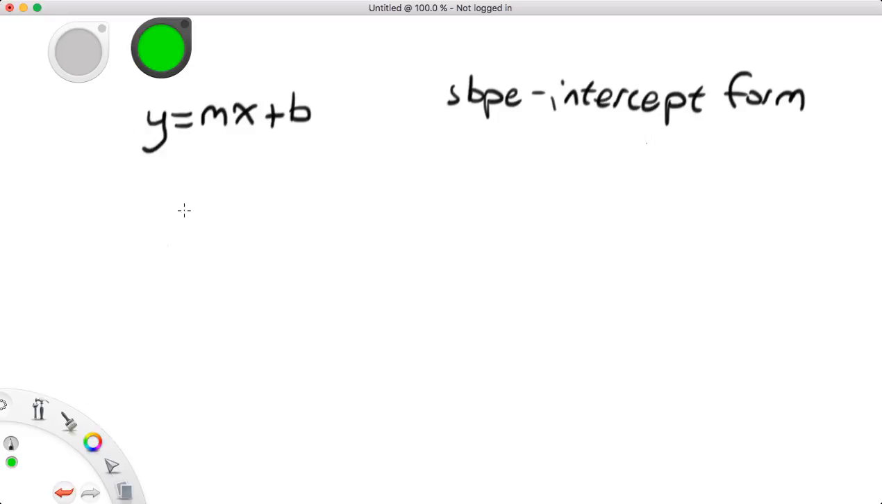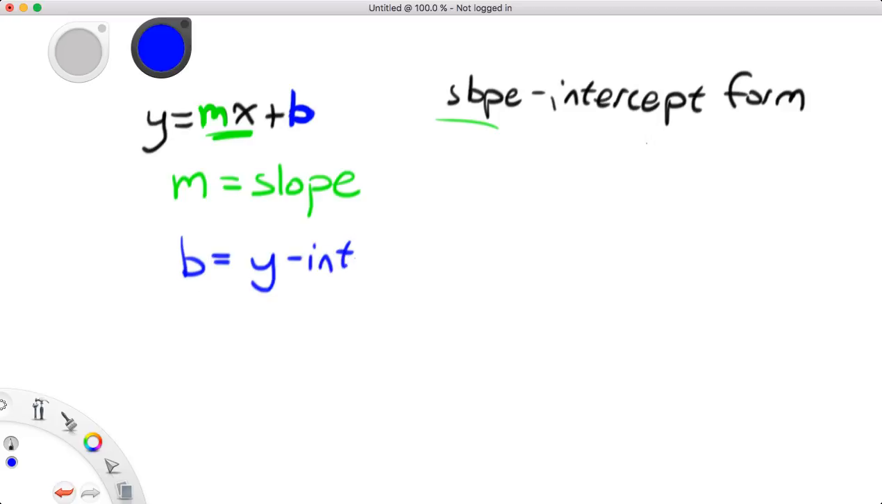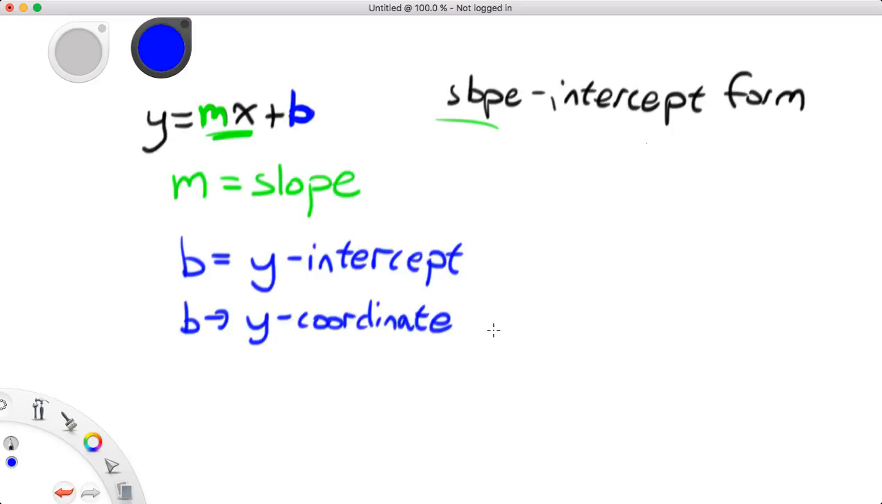Now, why is it called the slope-intercept form? Well, because it has a slope, okay? And the slope is represented by the m. Whatever is the coefficient of this mx term right here, m is going to be your slope. And if it has a slope, then it must also have an intercept. And guess what? It does. The b right here is going to be the intercept. Now, what kind of intercept is it? b is going to be your y-intercept.